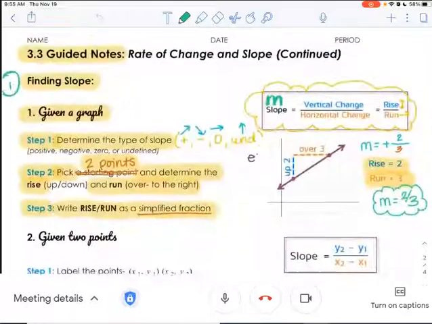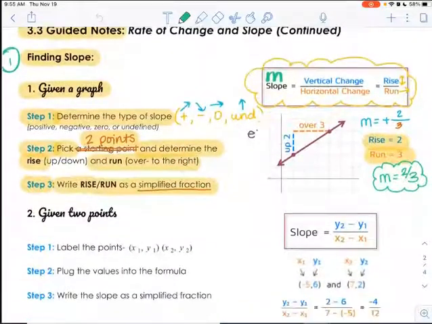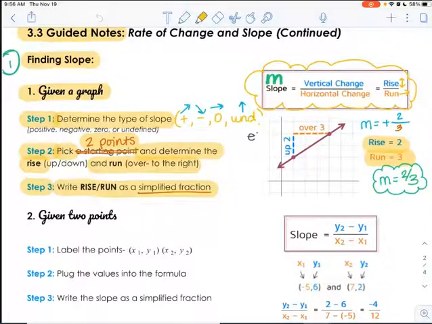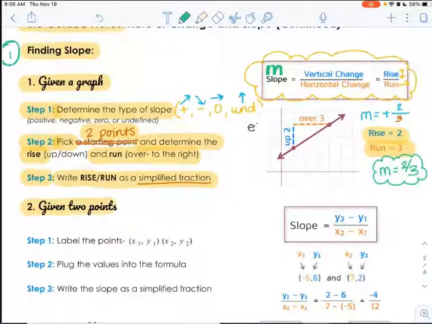Right. So today we're going to be starting with finding slope given 2 points. If you're writing these notes by hand, today you're going to title your notes 3.3, and then you're going to write finding slope given 2 points. And this is our second strategy. You can put a number 2 there for finding the slope.